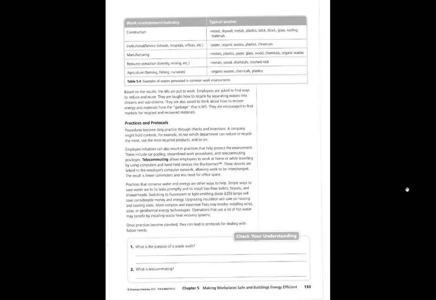Okay, we're on the check your understanding question at the bottom of page 133. And there's just question 1, and it says, what is the purpose of a waste audit? So we talked a lot about the waste audit. There's lots written on the previous page and this page, and it's only worth 1 mark. So come up with one example of what is the purpose of a waste audit.